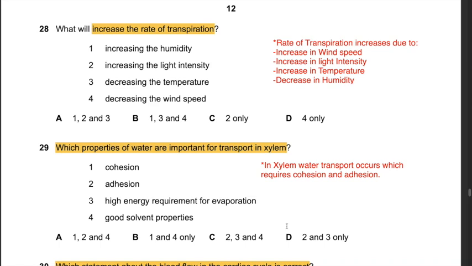Therefore, 1 is incorrect, leaving us with the answer being either C or D. Let's look at C. 2 only, that is, increase in the light intensity. Yes, that is correct. Increase in light intensity does increase the rate of transpiration. Let's look at D. 4 only, decrease in the wind speed. That is incorrect, because increase in wind speed will lead to increase in rate of transpiration, not decrease in the wind speed. Therefore, the best possible answer being C, 2 only.